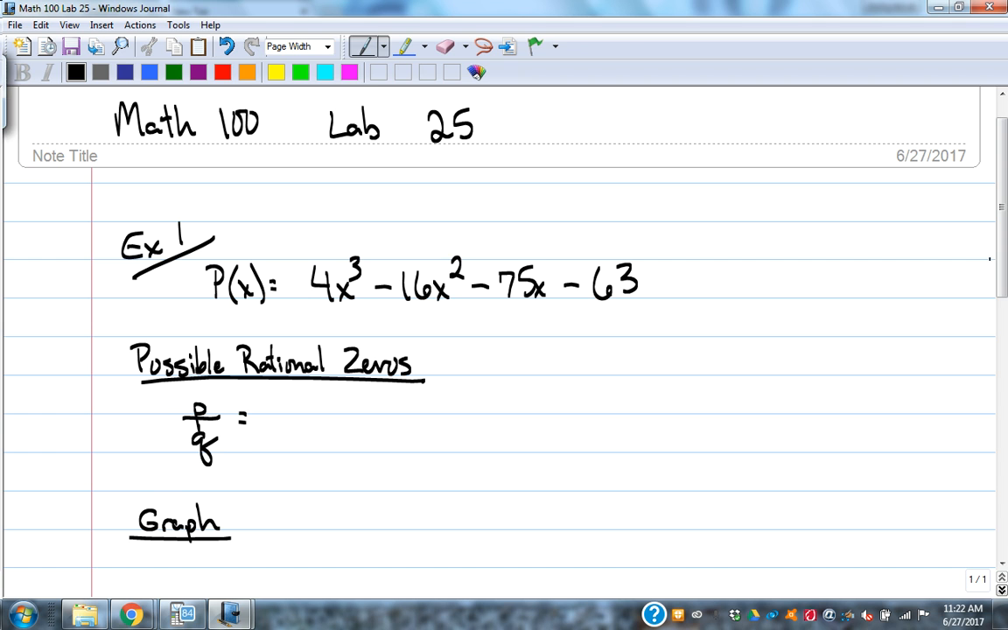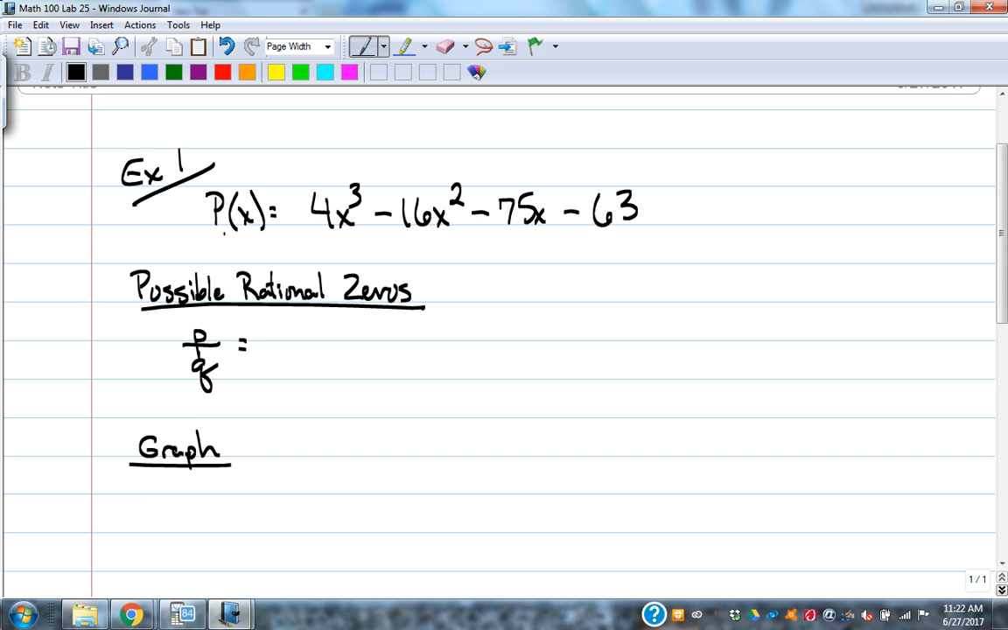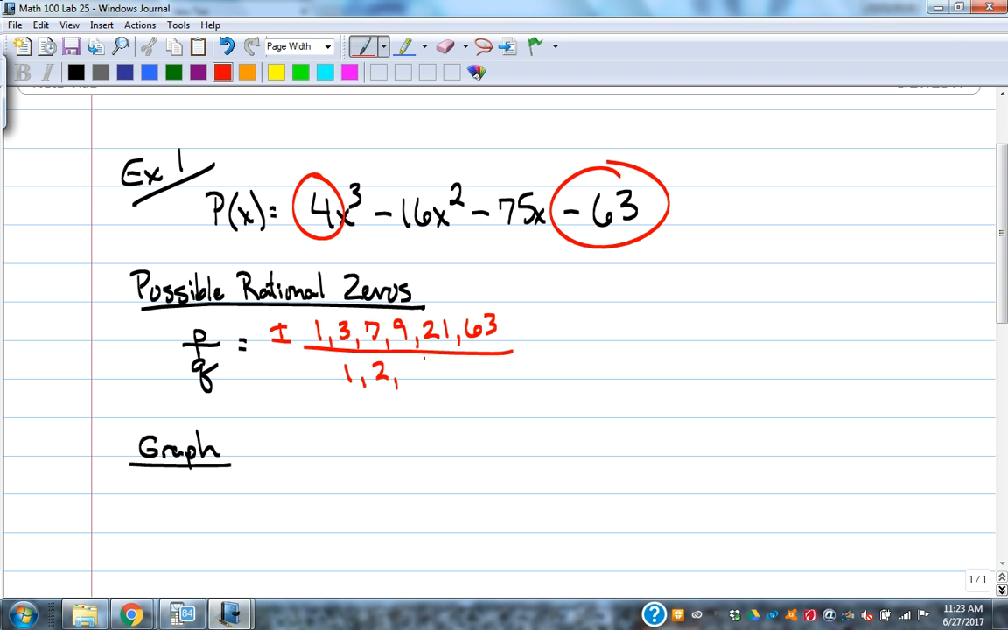So the first thing we want to look at is the possible rational zeros. And again, you're going to look at the numbers, the constant on the end, and the leading coefficient. Factors of 63 go on the top. That'll be 1, 3, 7, 9, 21, which goes into 63 3 times, and then 63. And then the factors of 4 are 1, 2, and 4. And then build your list from there.